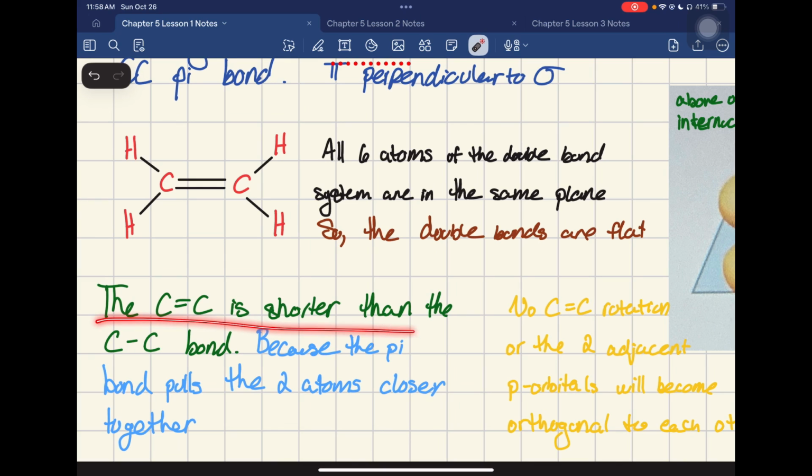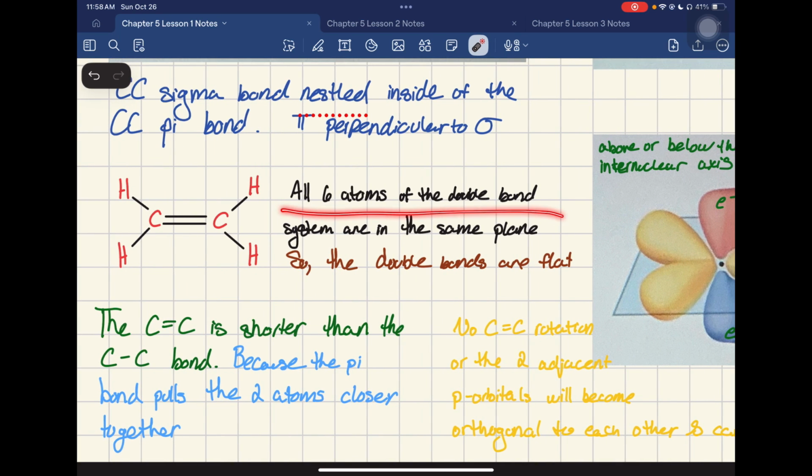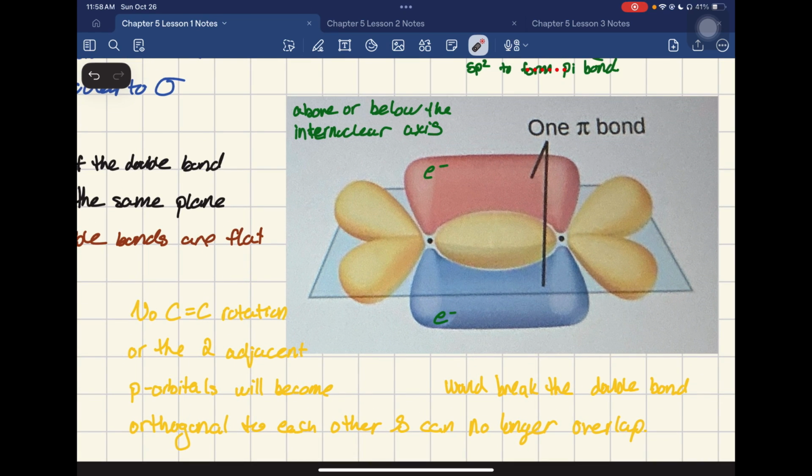So the carbon double bond is shorter than the carbon single bond because the pi bond pulls the two atoms closer together. All 6 atoms of the double bond system are in the same plane, so the double bonds are flat, right? So there can be no carbon double bond rotation, or the two adjacent p orbitals will become orthogonal. Orthogonal means there's a 90-degree angle to each other and can no longer overlap.